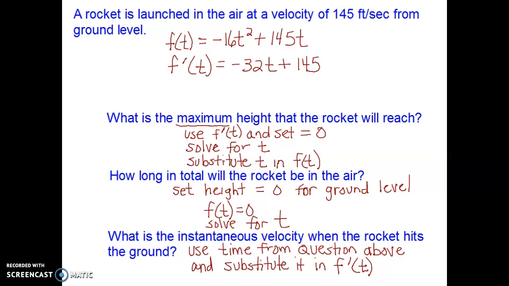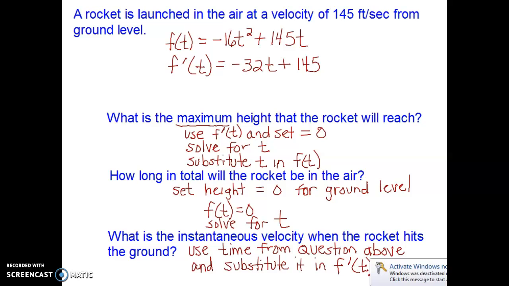Okay, so starting off with this example, my original function f of t should equal negative 16t squared plus 145t. I don't have a constant at the end because I'm starting on ground level. My first derivative is shown there. First question that goes with it is find the maximum height.